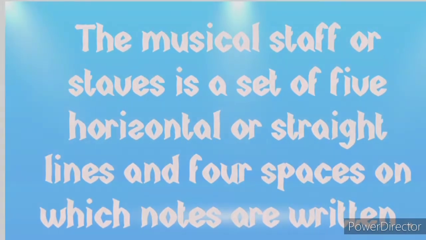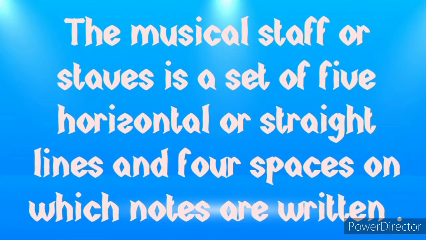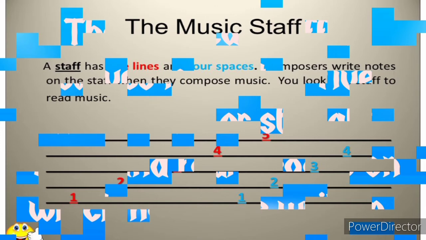A musical staff, or staves in plural, is a set of 5 horizontal or straight lines and 4 spaces on which notes are written. Now, it is a set of 5 horizontal lines. I know you know about lines. We have diagonal, curve, vertical, and so on. But music makes use of horizontal or straight lines, and we said that there are 5. In between the 5 lines, we have 4 spaces, on which notes are written.